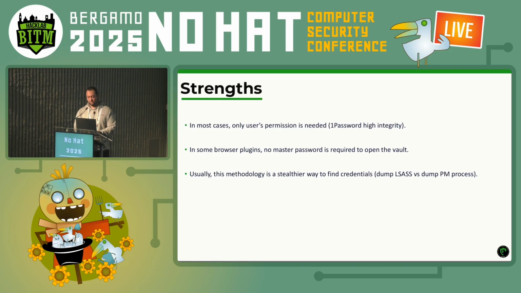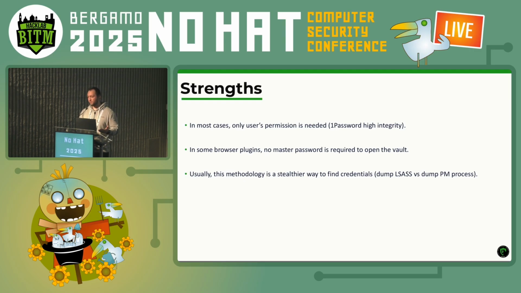Regarding the strengths of this study, as we discussed, in most cases only user permission is required. We also observed an issue with 1Password that required high integrity capabilities for the attacker to be able to dump the relevant process. But this was dropped as out of scope, because in most cases, if UAC is not blocked or handled correctly, you can bypass it.